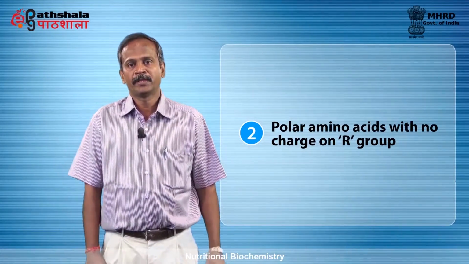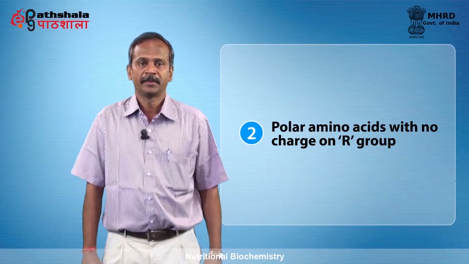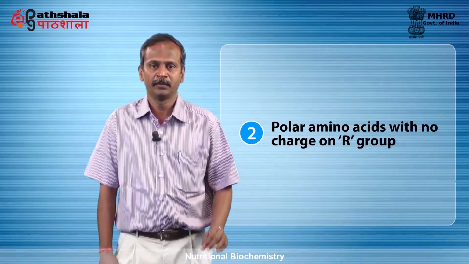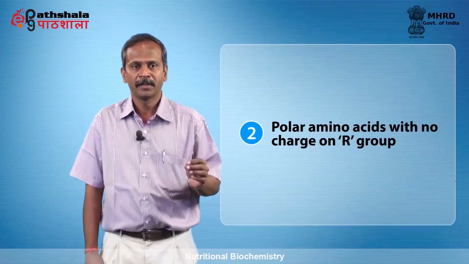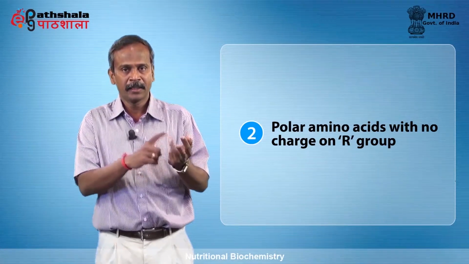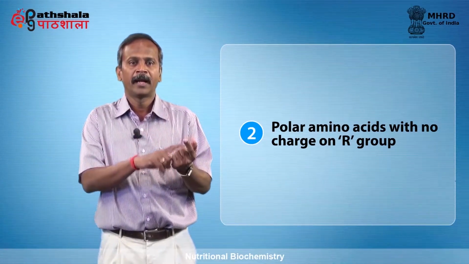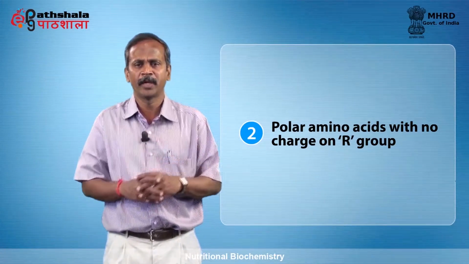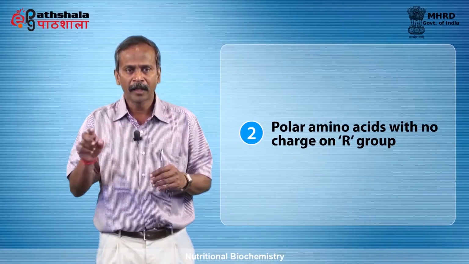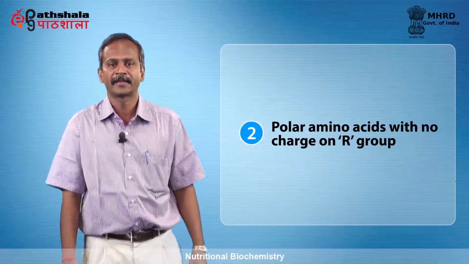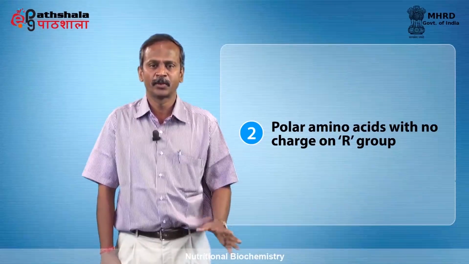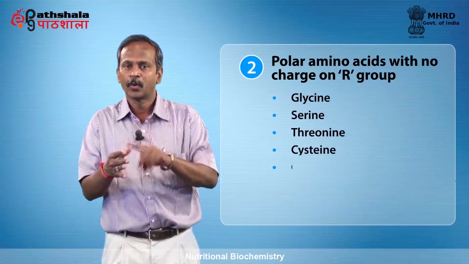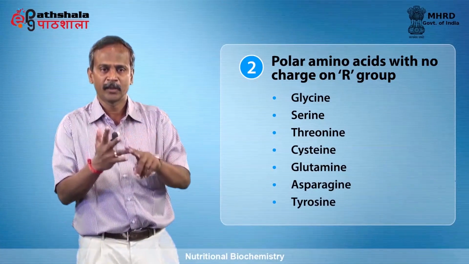Polar amino acids with no charge on R groups. These amino acids carry no charge on the R group. However, they possess groups such as hydroxyl, sulfhydryl and amide and participate in hydrogen bonding of protein structure. The simple amino acid glycine, where R equals H, is also included in this category. The amino acids in this group are glycine, serine, threonine, cysteine, glutamine, asparagine and tyrosine.